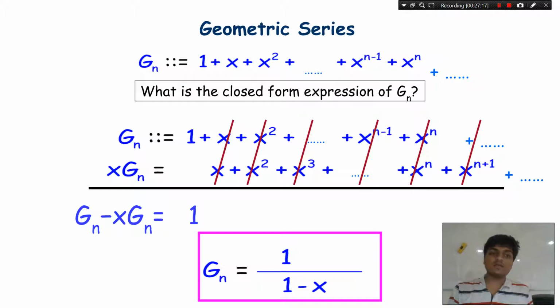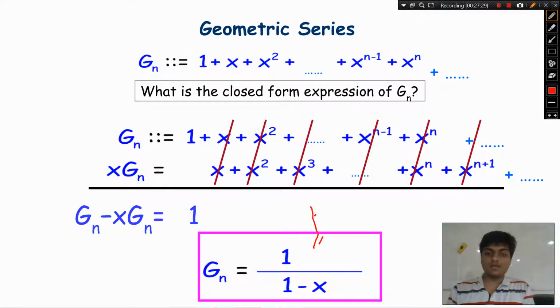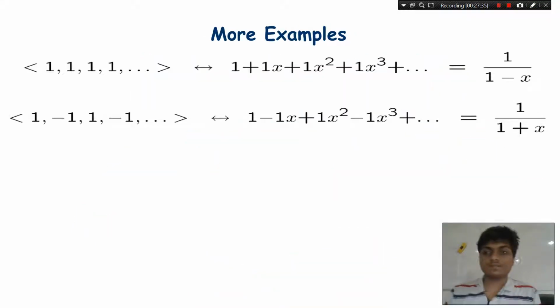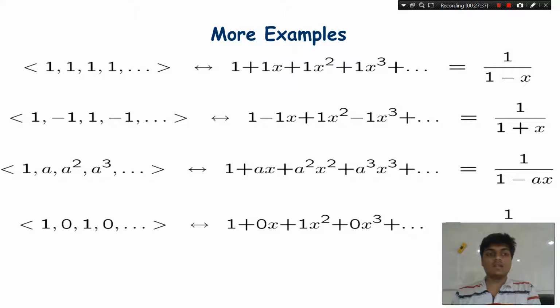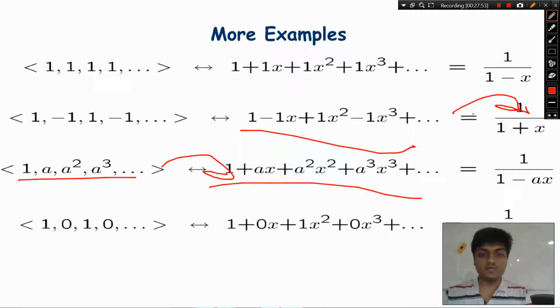So this whole series has a closed form representation 1 over 1 minus x. You may have seen the Taylor expansion of this. 1 over 1 minus x is given by 1 plus x plus x squared, and so on, and this is how you prove that, right? Similarly, 1, minus 1, 1, minus 1. This series corresponds to this function, and this has a closed form representation 1 over 1 plus x. And this series corresponds to this function, and this function can also be written as this, right? So these are very common stuff.